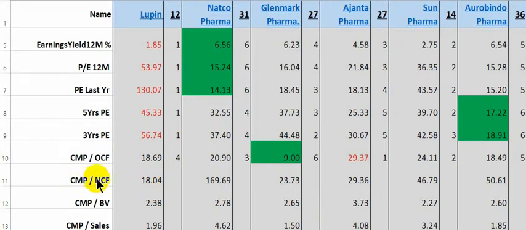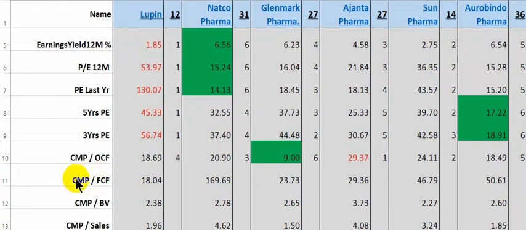Next, let us look at the current market price to the free cash flow. The free cash flow, like OCF, includes only cash component or cash coming in and going out of the business operations, as well as investment activity. So what has happened here is we have also added the cash coming in or going out of the business through the investment activity part as well as the operations.